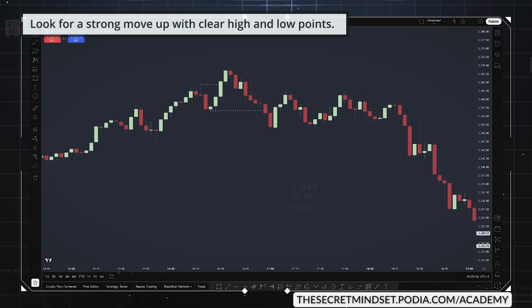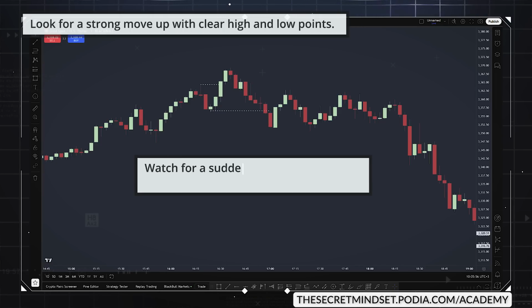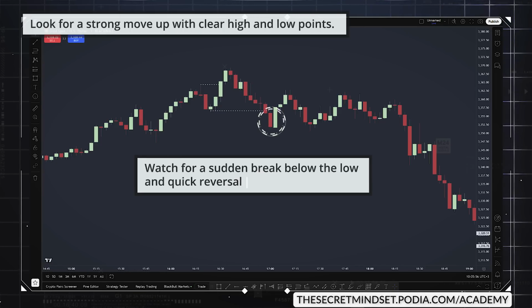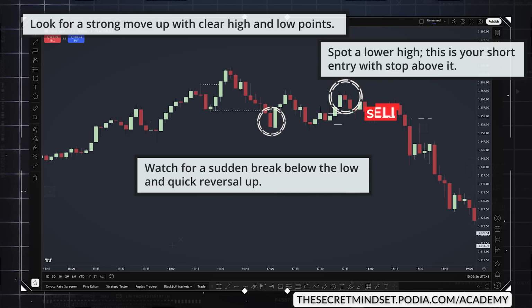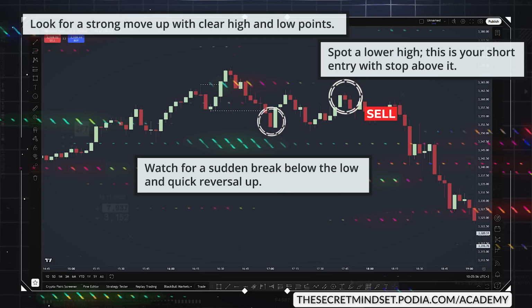First, a strong move up with a clear high and a clear low. Second, a sudden break below the low, followed by a quick reversal back up. Third, a lower high forming as price fails to reach the old high. When you see this, get ready. The lower high is your short entry. Set your stop above it and look for price to make new lows as the trend shifts down.